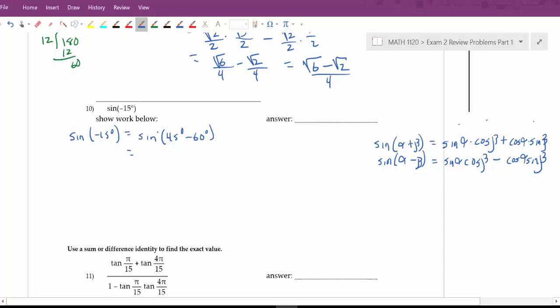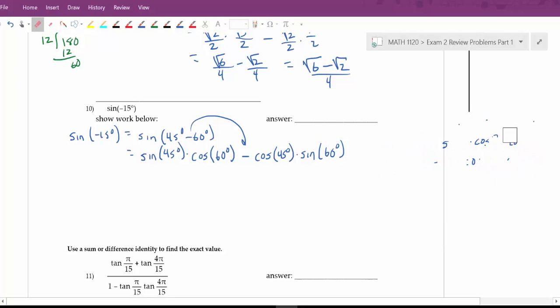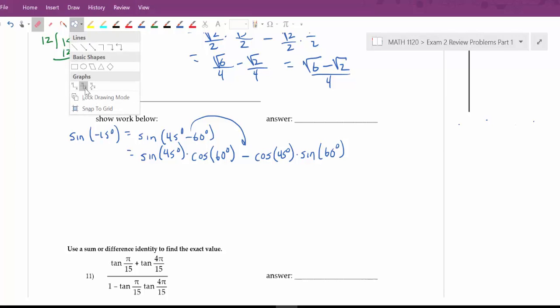So when we're expanding this, it's going to go like this. We're going to do the sine of the first angle, 45 degrees, times the cosine of the second angle, 60 degrees. We're going to use the same sign. Then we do this backwards: cosine of 45 degrees times the sine of 60 degrees. Now it's just a matter of unit circle knowledge here. So I'm going to draw another unit circle, and we'll take a look at how that goes.